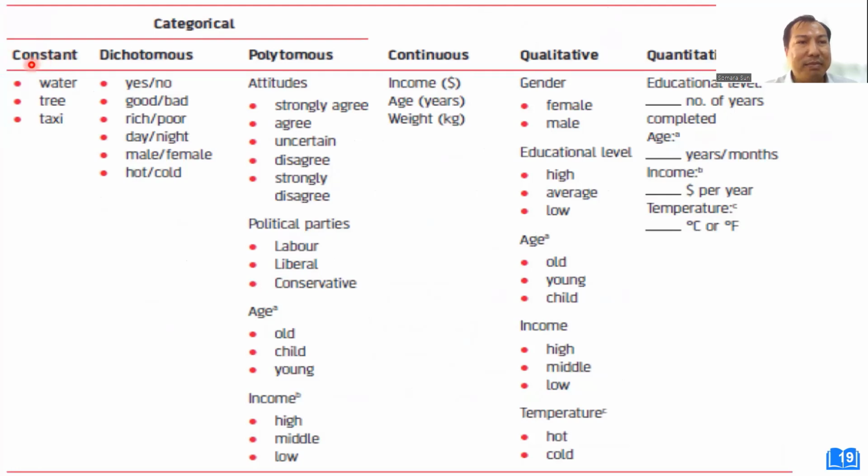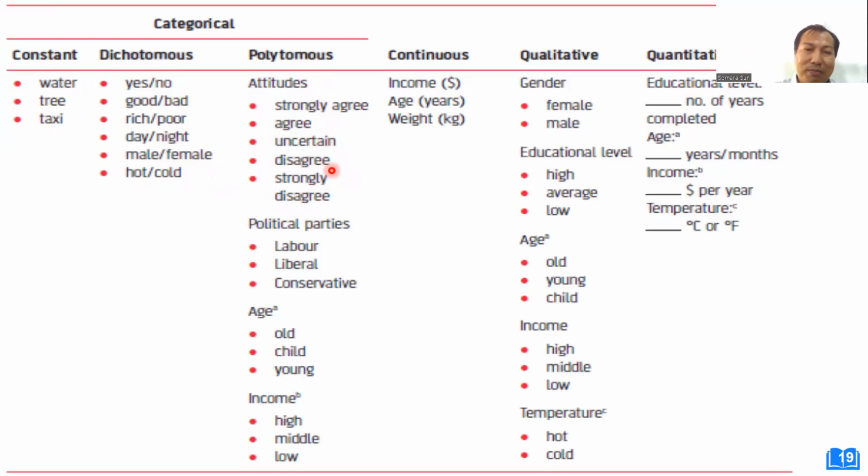Okay. When we talk about constant, for example water, tree, taxi, there is just one value, right? When we talk about dichotomous, it can be yes or no, good or bad, rich or poor, day or night, male or female, hot or cold, and so on. When we talk about polytomous, it is about attitude toward something, for example a scale: strongly agree, uncertain, disagree, strongly disagree. Have you ever seen such a scale? We let you choose or scale it here.